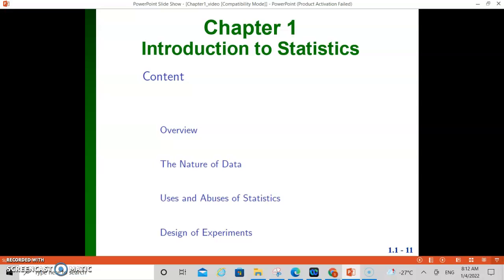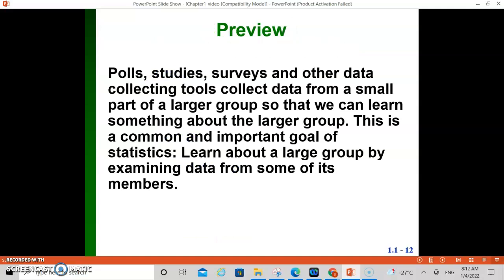Then the design of experiment. There are two different types of experiment, observational and experimental. I think you are familiar with those names from probability in your school days. So we'll see how you can differentiate experimental and observational studies. Right. You have heard about polls, studies, surveys.